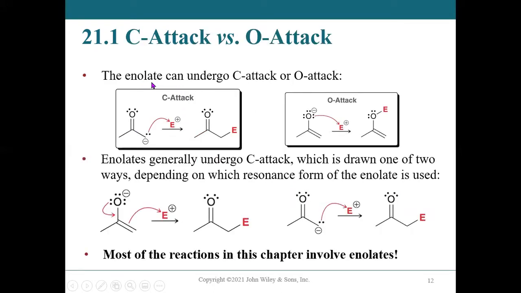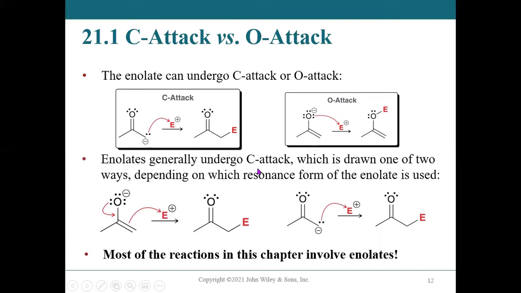So the enolate can undergo carbon attack or oxygen attack. If it undergoes carbon attack, the electrophile will add onto this alpha carbon. If it undergoes oxygen attack, the electrophile will add onto the oxygen.